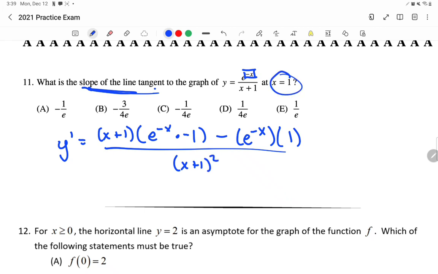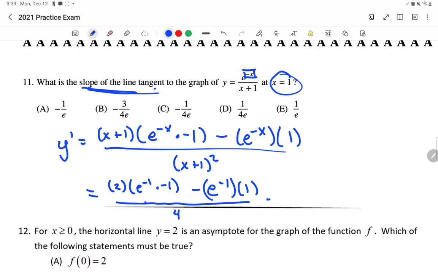Now I can just plug in 1 anywhere I see an x. So this is going to be 1 plus 1 is 2 times e to the negative first times negative 1, minus e to the negative first times 1, all over 1 plus 1 squared. That's going to be 2 squared, so 4. This is going to equal negative 2 over e. I'm going to just write over e because I have e to the negative first. Then minus 1 over e, all over 4.